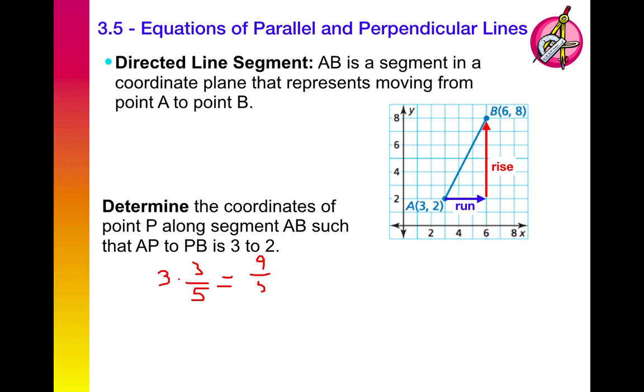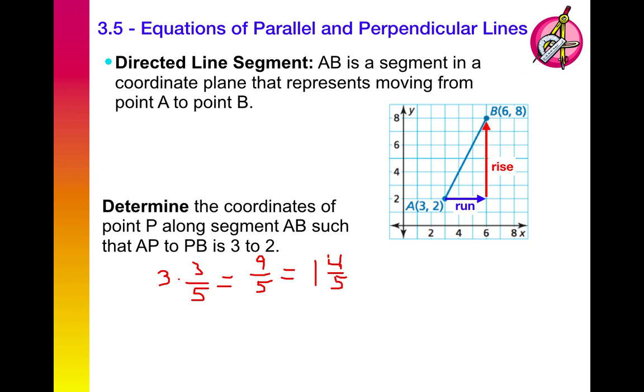9/5. Or another way of saying that is 1 4/5. And that's what I'm going to add to 3 to get over. So then I'm going to go over 1 4/5. And that'll put me around there. That's my run. And then my rise, I'm going to take the point here. The rise goes from 2 up to 8.